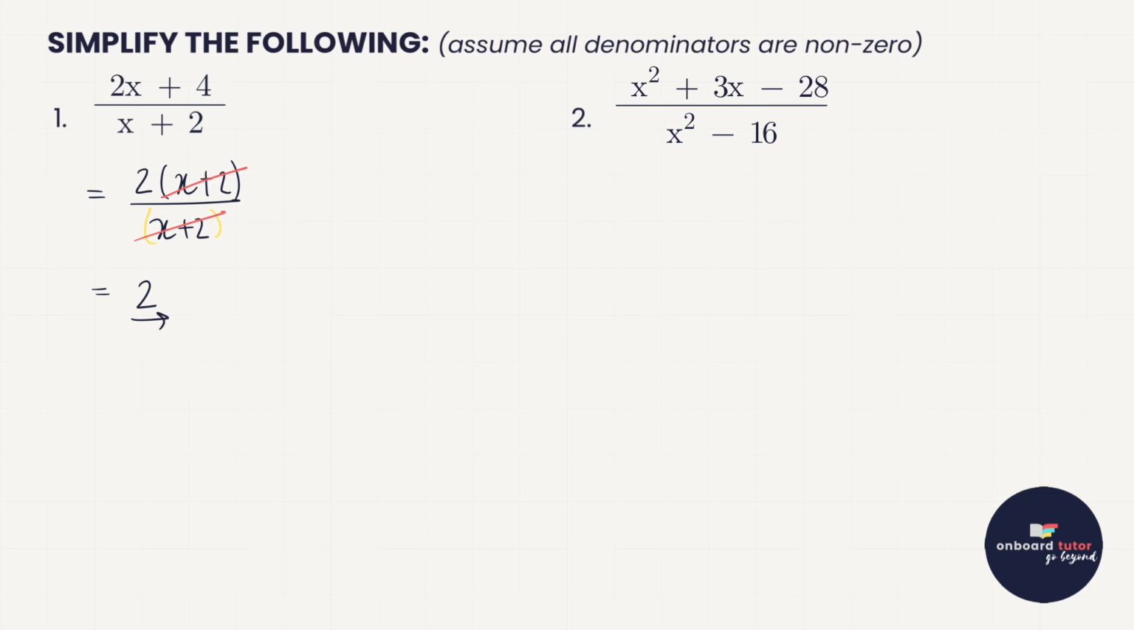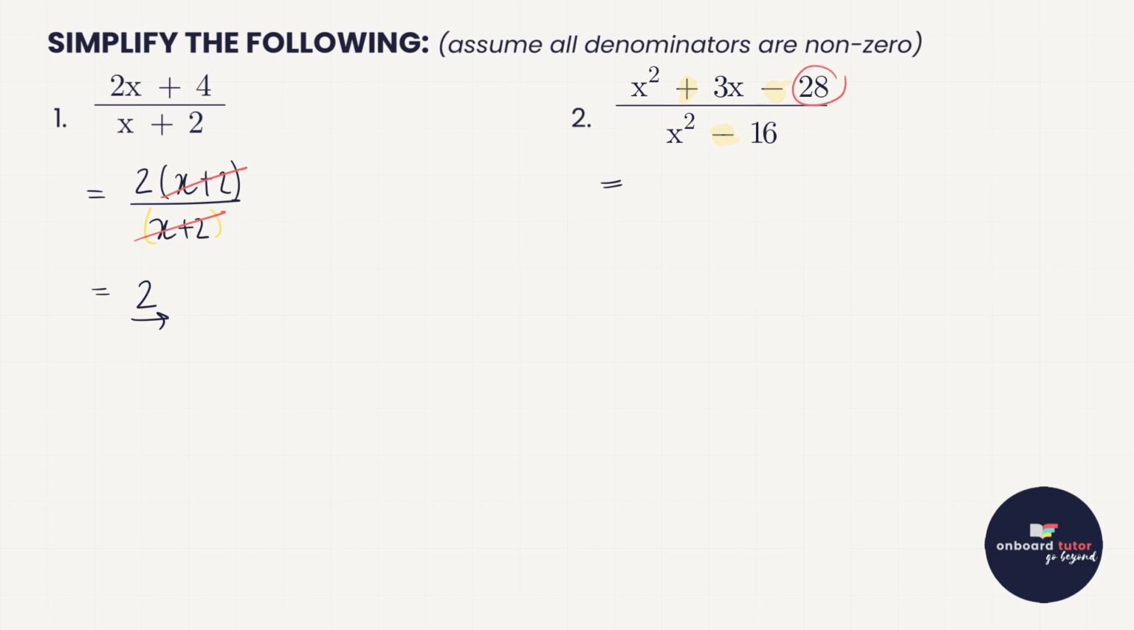Okay, here's another one. x squared plus 3x minus 28 over x squared minus 16. Don't be tempted. It looks so easy to cancel x squared and x squared, but it is not mathematically sound to do that. Because I straight away identify that I'm dealing with more than one term in my numerator, more than one term in my denominator, I know I need to factorize. I can't see a common factor here, but I will be able to factorize this trinomial.